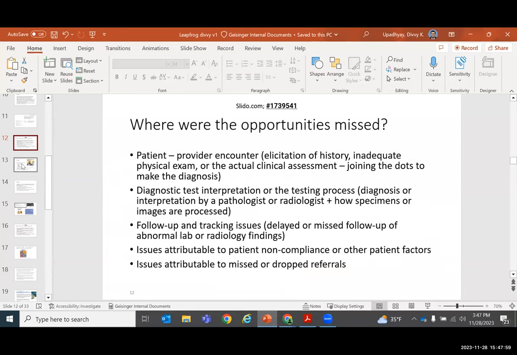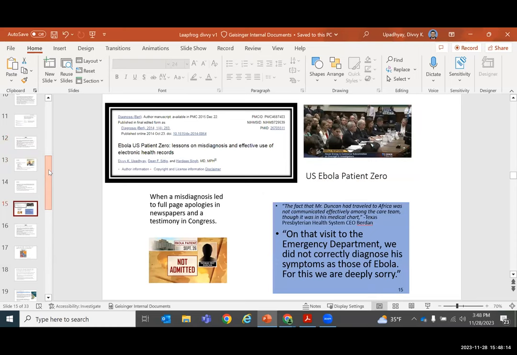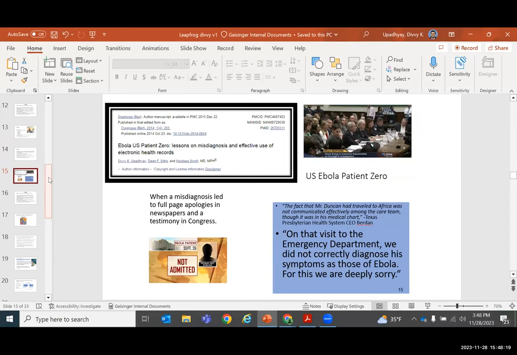Some very famous examples. There was this patient who ended up in the ED with dizziness, nausea, abdominal pain. And eventually this was the first Ebola patient about 10 years ago. There was definitely this whole story that this was the pandemic or the epidemic at that point. But again, there was a very clear misdiagnosis that led to the health system apologizing in full-page newspaper advertisements that on that visit to the emergency department, we did not correctly diagnose the symptoms.